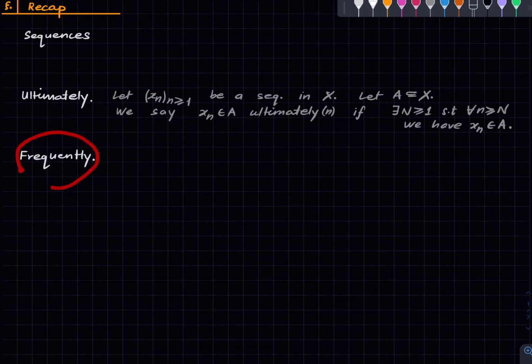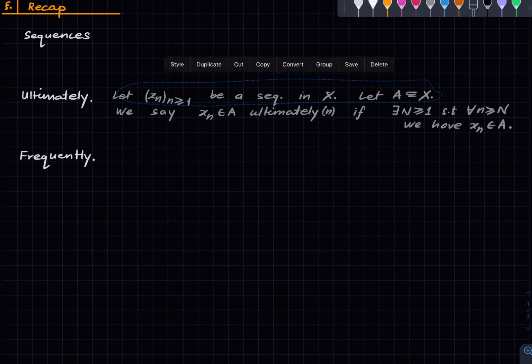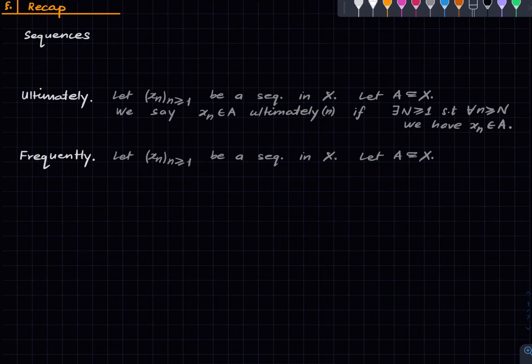And similarly, we have the meaning of frequently. So let me copy the relevant part. So again, the same setting. We have a sequence in a set X and A is a subset of X. We say Xn lies in A frequently if for all natural numbers there exists a natural number at least that much such that Xn lies in A.